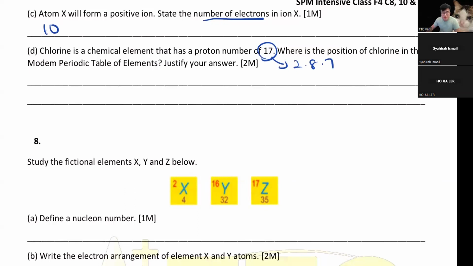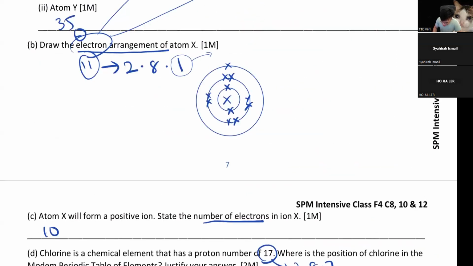Good, 2.8.7. Okay, so how do we tell where it is? Let us say the group first. We have group and period, right? In BM, kumpulan and kala. Shara, are you doing it in English or BM? Oh, BM. Okay. So how do you tell? The outermost electron is called the valence electron. In BM it's called electron valens.